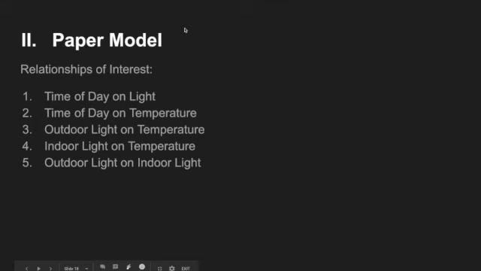Paper model. Our relationships of interest for this project were the time of day on light, the time of day on temperature, outdoor light on temperature, indoor light on temperature, and outdoor light on indoor light. We chose these relationships because all of the parameters were something that we could actually measure with our prototype. We did a polarity table.